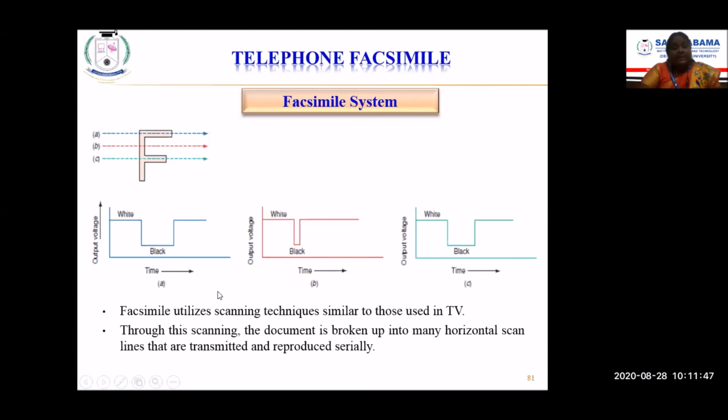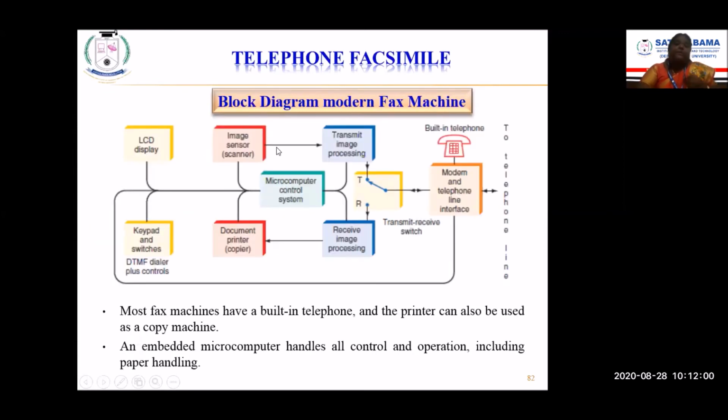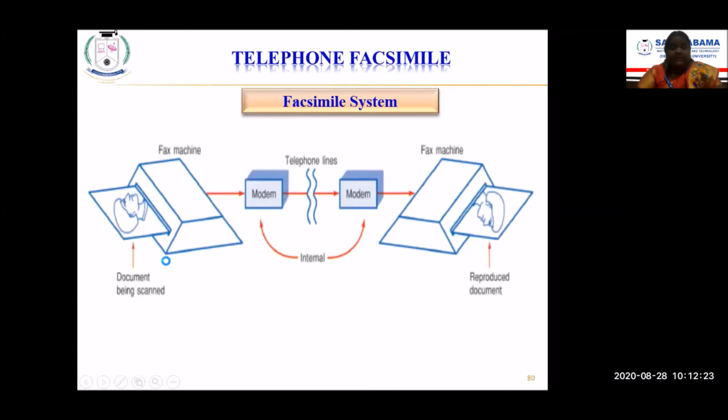So whenever this particular question is asked for a big question, you have to explain the block diagram of that particular system, the facsimile system, and we have to explain with an example how the scanning lines are working. So this is the block diagram of a modern fax machine. What are the internal features of a modern fax machine? So you see here, this is the telephone line. Okay, and this modern fax machine will have a built-in telephone and a printer also. The scanning, everything will be inbuilt here, and there will be keypads and switches, something similar to the DTMF dialer. Okay, which we have seen in the previous one.